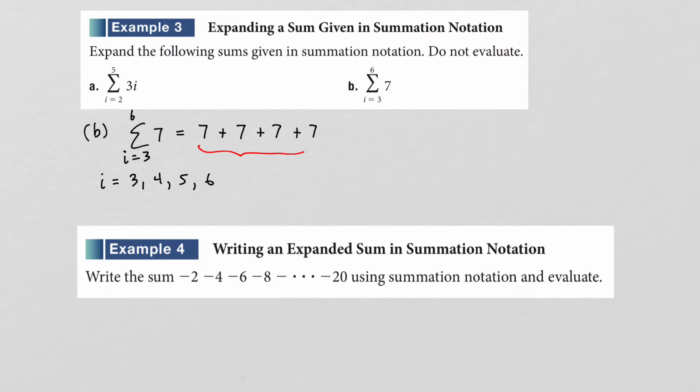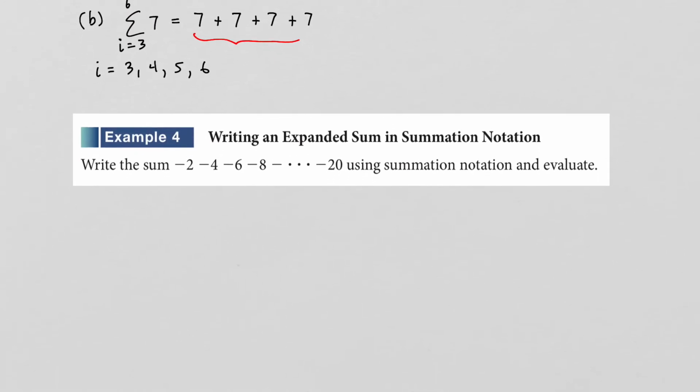So the way you deal with summations is you take this number down here, which is called the index. That's usually why we call it i. And then you just plug in that number, and then you plug in every successive integer after that, stopping at the number on top. Now for the next example, what we want to do is the opposite.